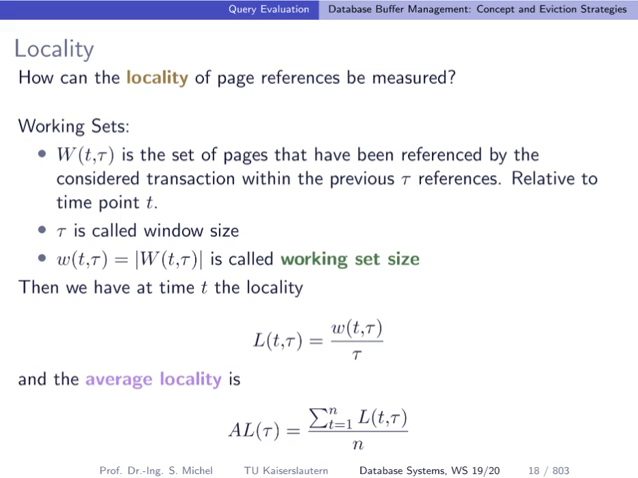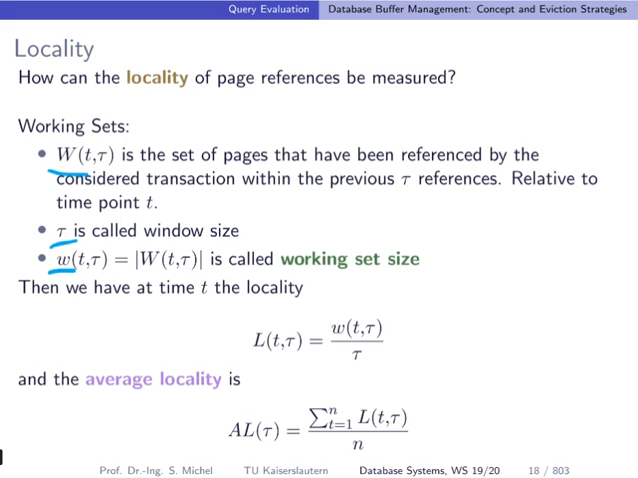In order to compute locality, we look at so-called working sets of a transaction. A working set W regarding time point t is a set of all pages that have been referenced within the last tau references. This parameter tau is called window size. And the cardinality of this W set is called working set size, small w.